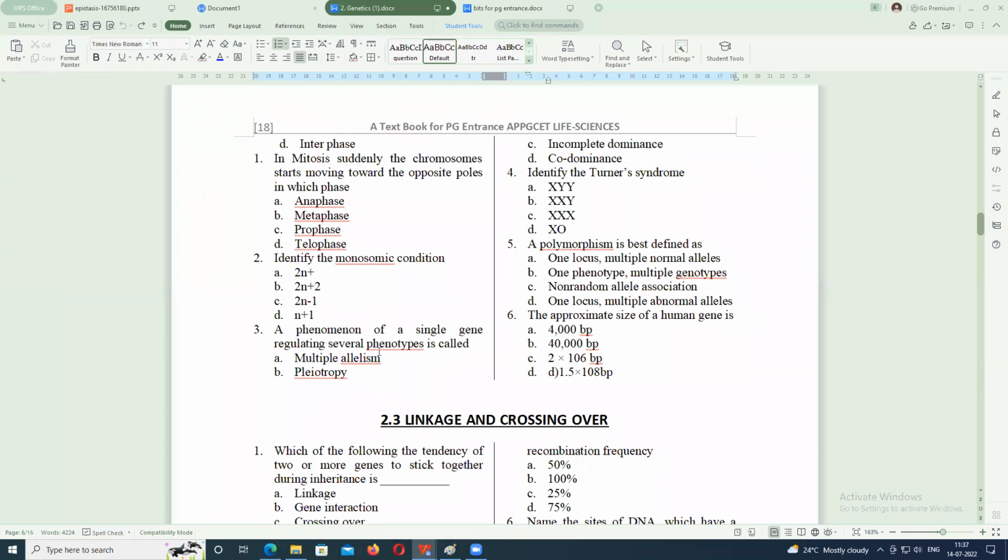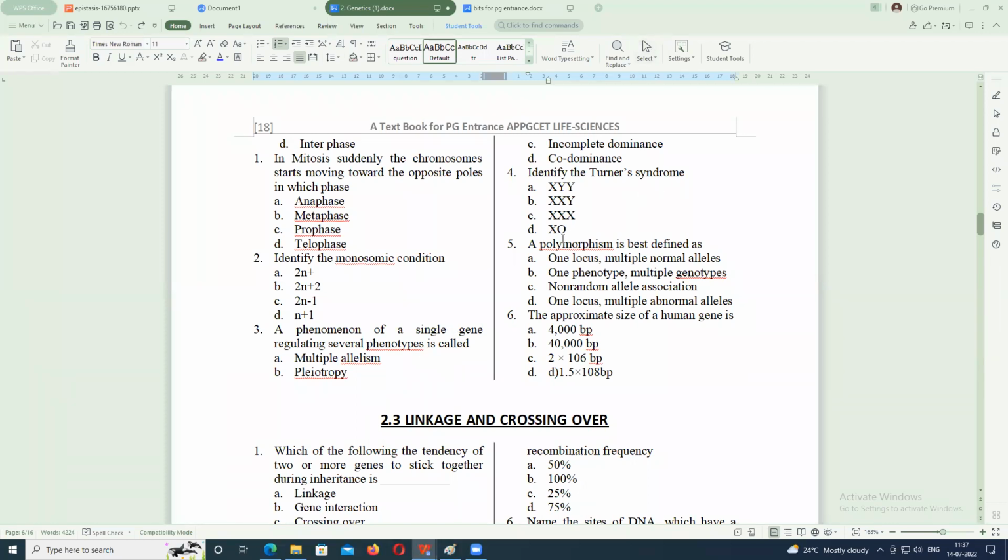The phenomenon of a single gene regulating several phenotypes is called as. If there are many phenotypes, what do we call it? Multiple alleles. We call it multiple alleles, but these two concepts, multiple alleles and pleiotropy, are more connected. Multiple allelism you can consider at the genetic level, and pleiotropy at the phenotypic level. So this answer is pleiotropy.